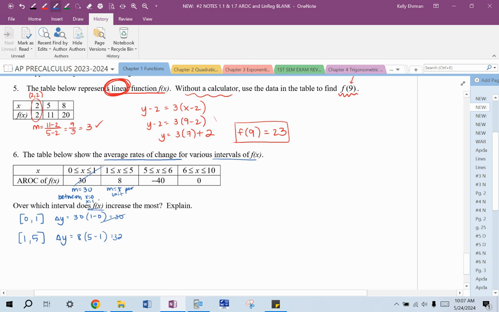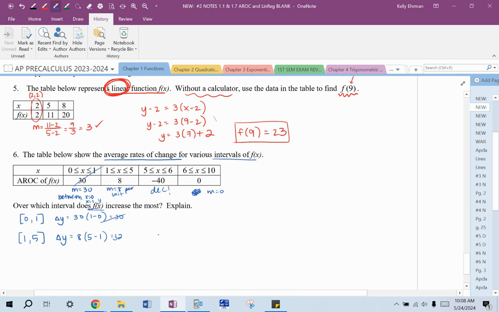When does the y value increase the most? So right now it's here. Now the next one I shouldn't even have to do math on. It's negative 40. That's a decrease. So now it's a decrease of 40 over just one interval from 5 to 6. The last one I don't have to do either. This last one is not a decrease. It's 0. So there's no change in the y values from 6 to 10.